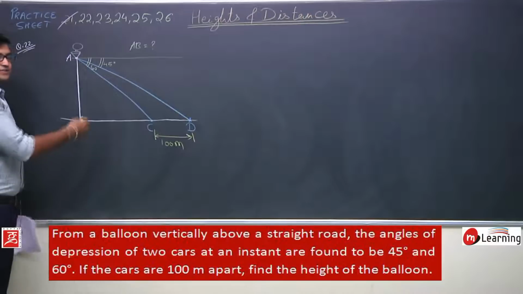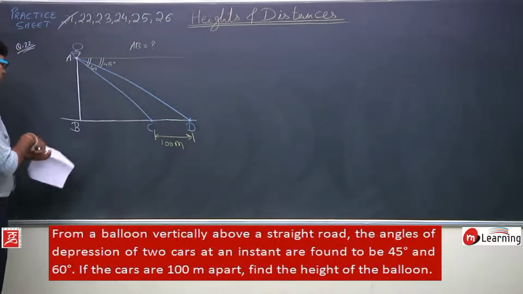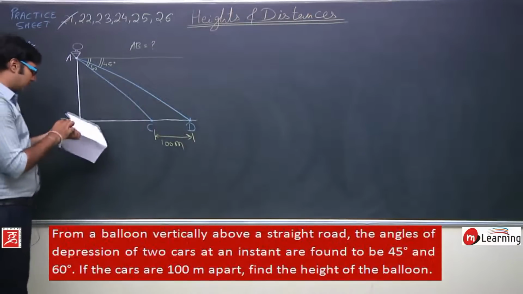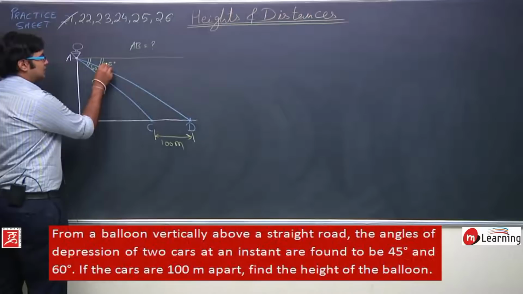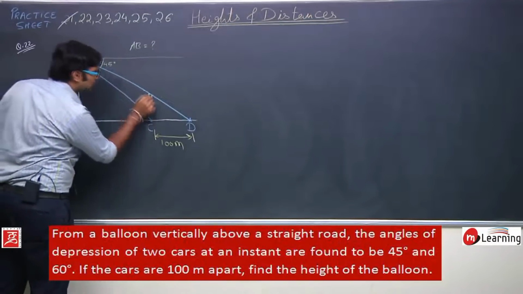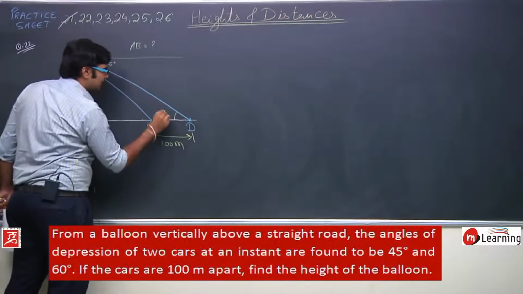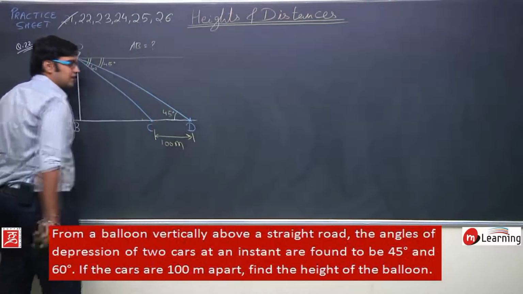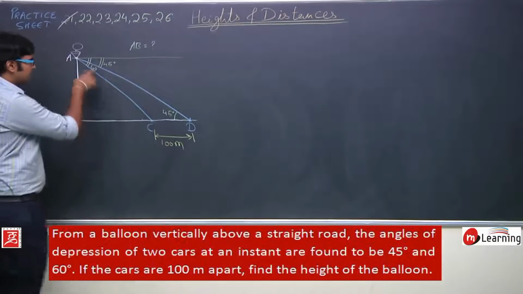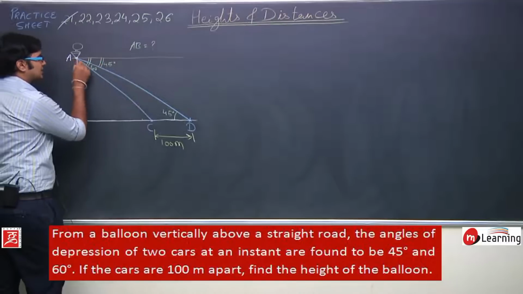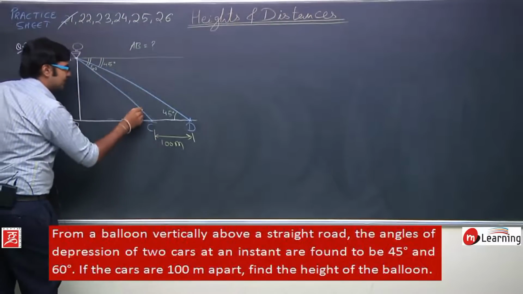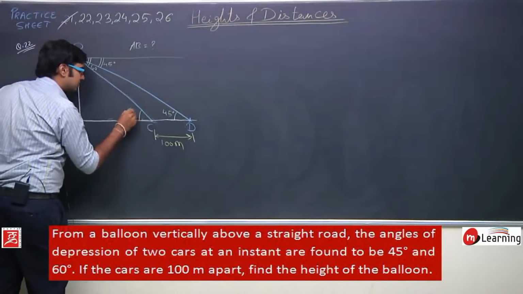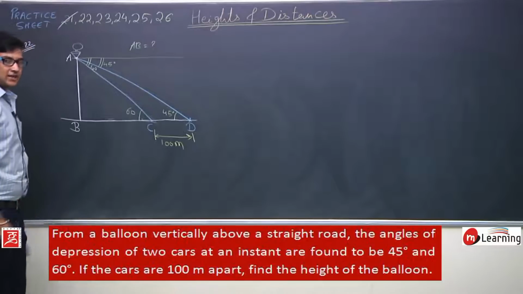What I can see is, it's very clear that there are two triangles. Which two triangles? Two right angle triangles. If this angle is 45, then definitely this angle is also 45 because of vertically opposite angles. This angle is 60 like this, so definitely this angle is also 60 degrees because of vertically opposite angles.